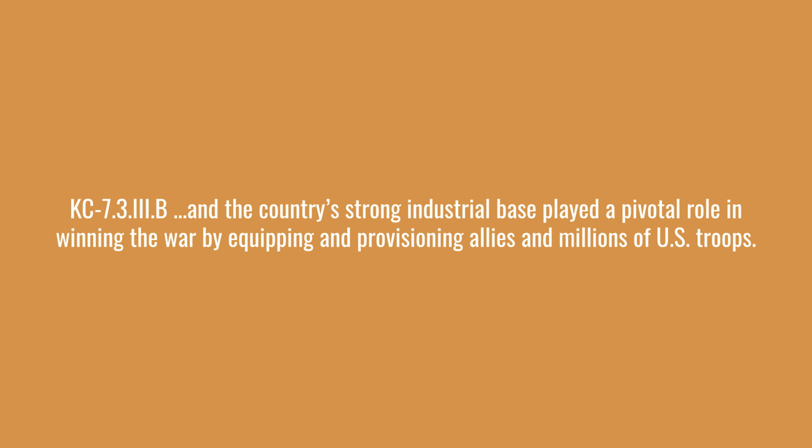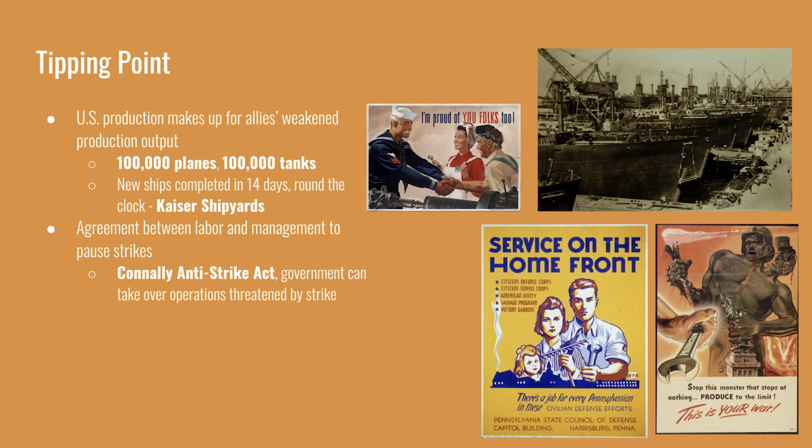The second half of that key concept says, the country's strong industrial base played a pivotal role in winning the war by equipping and provisioning allies and millions of U.S. troops. U.S. production made up for all the weakened production in Europe. Cities of our European allies were targets of bombing raids, most notably the Battle of Britain, when cities like London were the target of German air raids. The ability for factories in Europe to continue to produce war machinery was weakened because of that.